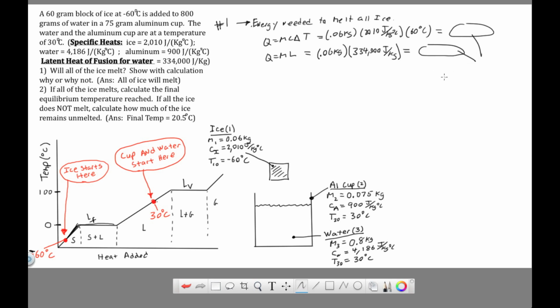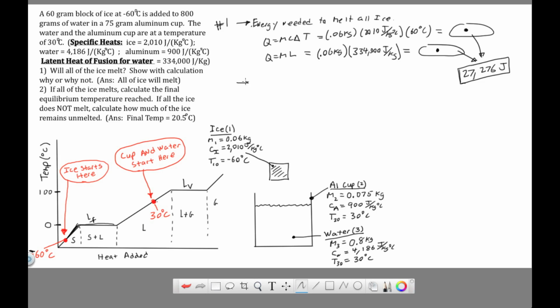Those two added together gives us 27,276 joules. So this is the energy required to melt all the ice. I'm going to let you guys punch this into your calculator. This one here is the energy to heat the ice up to 0. This one is the energy to have the ice undergo the phase change. Total energy required for those two steps is 27,276 joules.